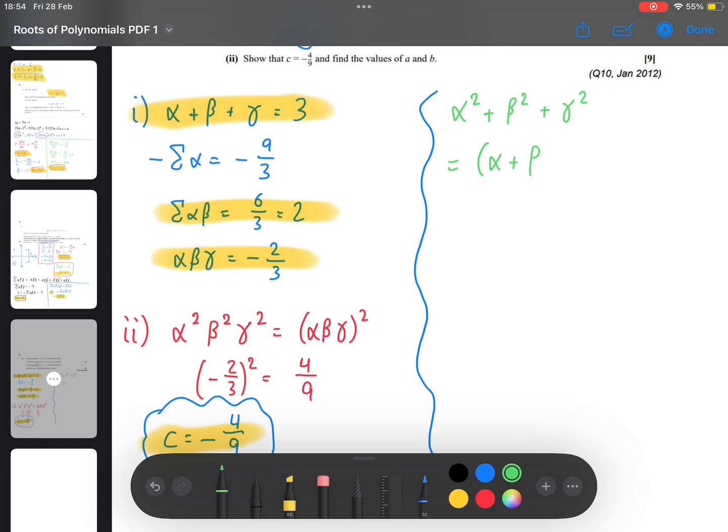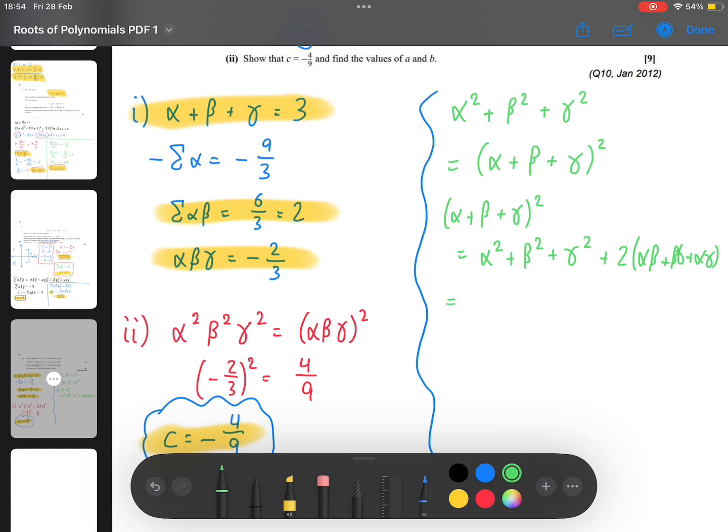A nice way to start is noticing that if we do alpha plus beta plus gamma all squared, we will get the terms that we're interested in. However, we're also going to get some other terms. So if we expand out alpha plus beta plus gamma squared, we're going to get alpha squared plus beta squared plus gamma squared. Those are the terms which we're interested in. And then we're also going to get two lots of alpha beta plus beta gamma plus alpha gamma.